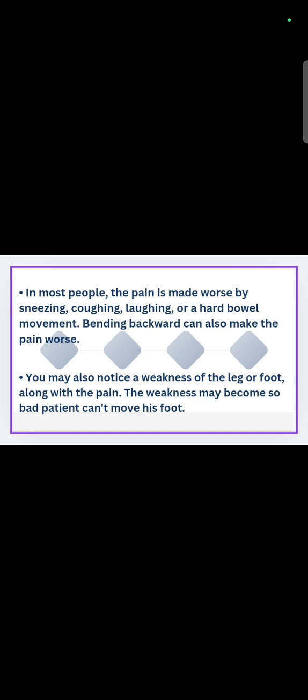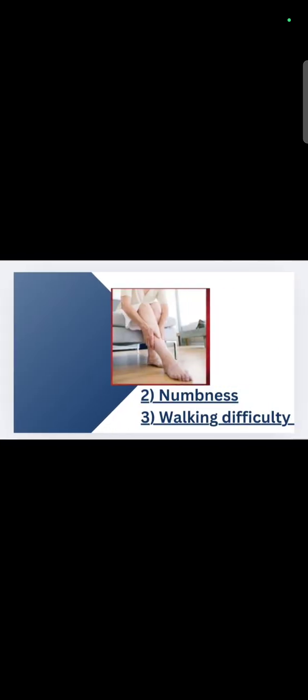In some cases, when the sciatica becomes worse, the patient is unable to move his foot, or there is a weakness of the leg along with the pain. The second sign and symptom of the sciatica is numbness. The third one is walking difficulty.